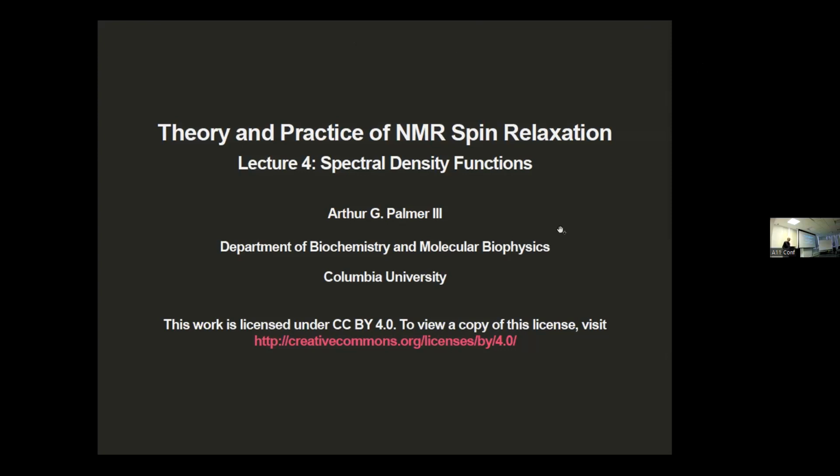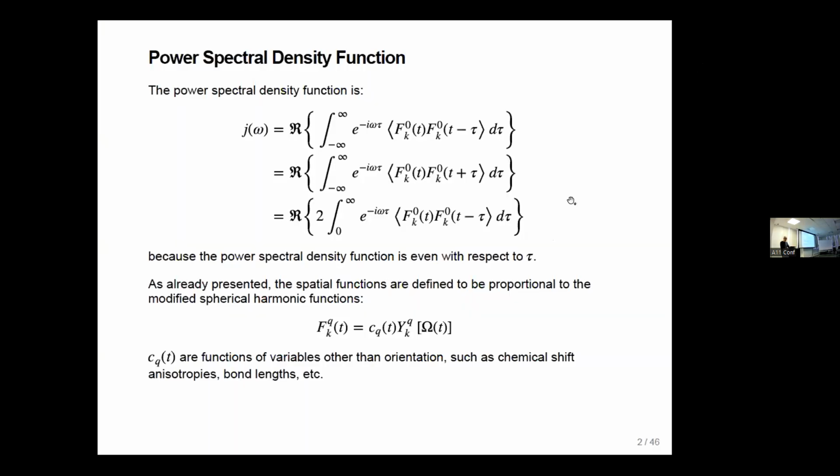Okay, so where we left off is we have the BWR equations, and then our focus, since the double commutators have all been done by graduate students of the past, is the spectral density function. And that's what we want to talk about today. So again, the power spectral density function is the real part of the Fourier transform of the autocorrelation function for the spatial functions, rotational, tumbling, etc.